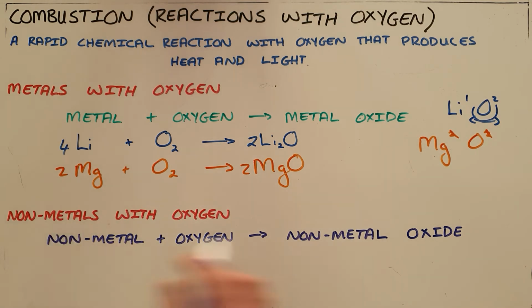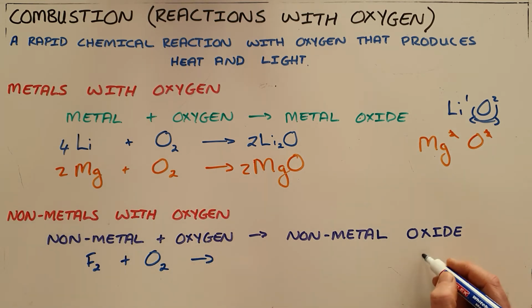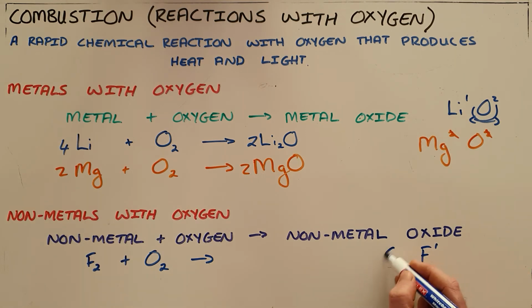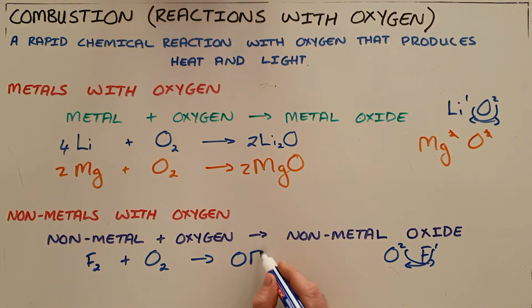The same goes for nonmetals, where now we have a nonmetal plus oxygen will always react to form a nonmetal oxide. First example we can use here is fluorine, which we know is a diatomic element. It is also a nonmetal, which reacts with oxygen, which is diatomic, and that is going to then form, and we can see that fluorine has a valency of 1. We know that oxygen has a valency of 2. Those valencies must swap, so this would then form OF2.